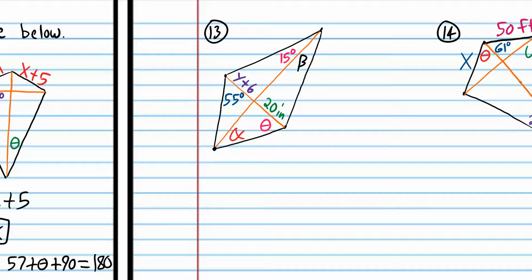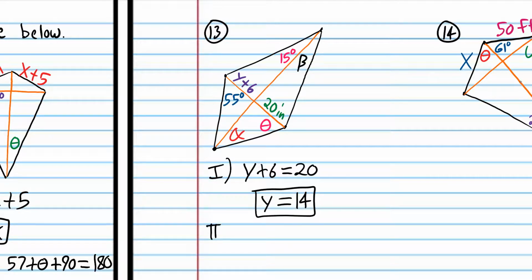Now remember, one of those theorems tells us that the diagonals, this diagonal here bisects the other diagonal. So that means that y plus 6 is equal to 20. Subtract 6 from both sides, and we get 14. So y is 14, and we know that we have that theorem that tells us that these angles are bisected, so beta must be 15 degrees. Really no explanation needed for that one.